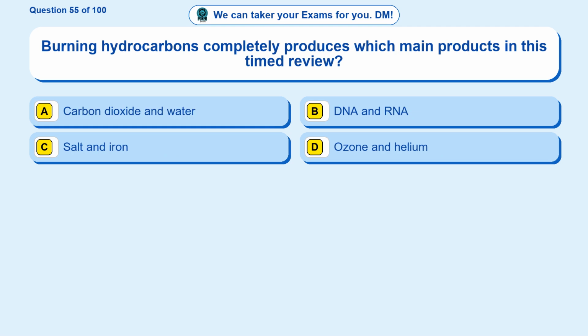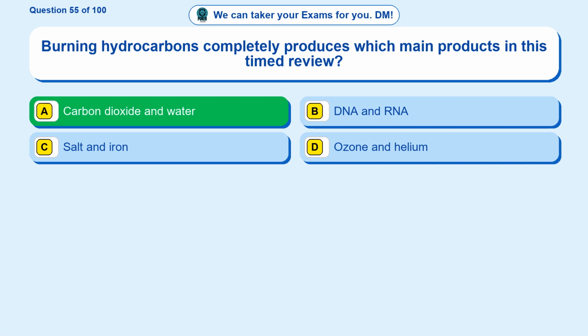Question 55. Burning hydrocarbons completely produces which main products in this timed review? Option A, carbon dioxide and water. Option B, DNA and RNA. Option C, salt and iron. Option D, ozone and helium. The correct answer is option A.